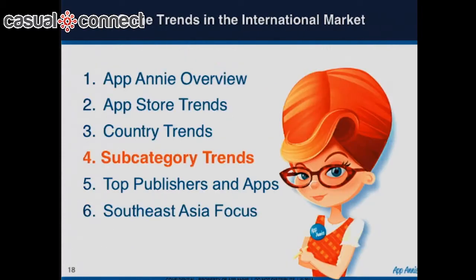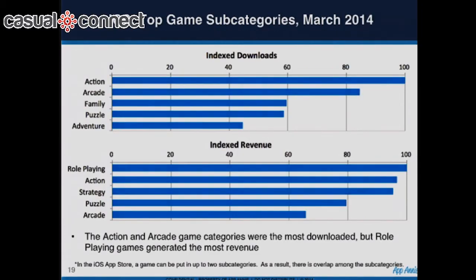Okay, so next we look at some worldwide category trends. Which categories are most popular in terms of downloads or revenues? So this is on iOS. The top category for downloads is action, top category for revenue is RPG. But interestingly, the second top category for revenue is also action. So they are both good for downloads as well as not too bad ARPU.